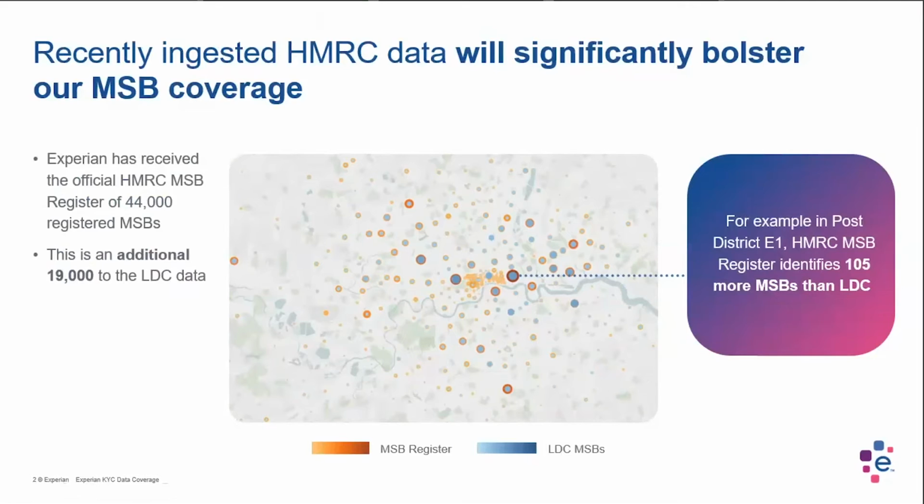But you will find that there will be MSBs on the LDC database that are not on the HMRC database, and vice versa. So if we have a look at this example here, we can see in the postcode district E1 in London, HMRC have identified 105 MSBs that LDC haven't been able to.